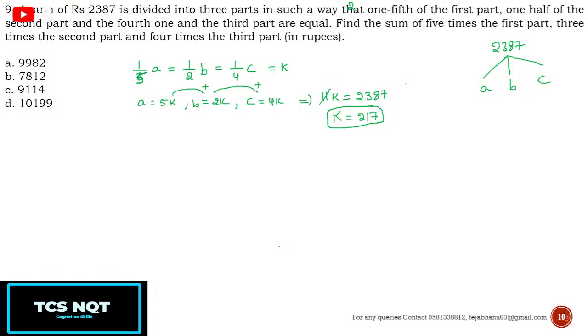Okay, directly you can cancel. 11 2s are 22, remainder 1, 18. 11 1s are 11, remainder is 7. So 11 7s are 77. I hope it's clear. K is equal to 217.